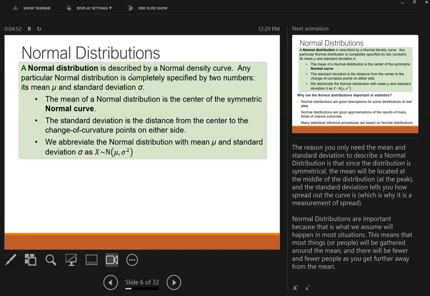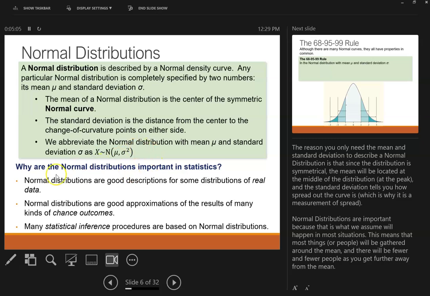Again, the center of our normal curve is going to be the mean, and the standard deviation is going to be the distance from the center to the change in curvature points on either side. So if we abbreviate our normal distribution, we would say x is normally distributed with a mean of mu and a standard deviation of sigma.